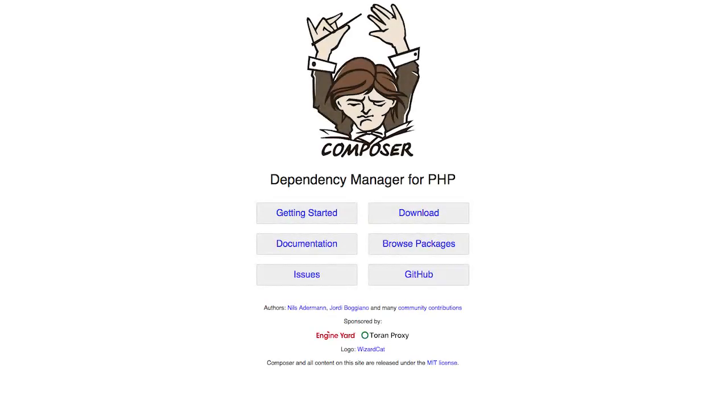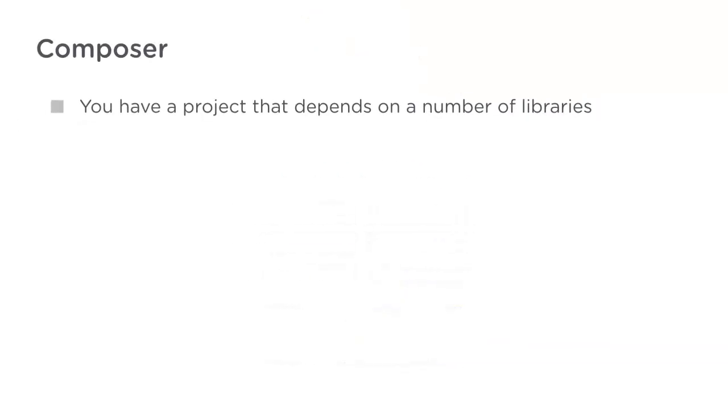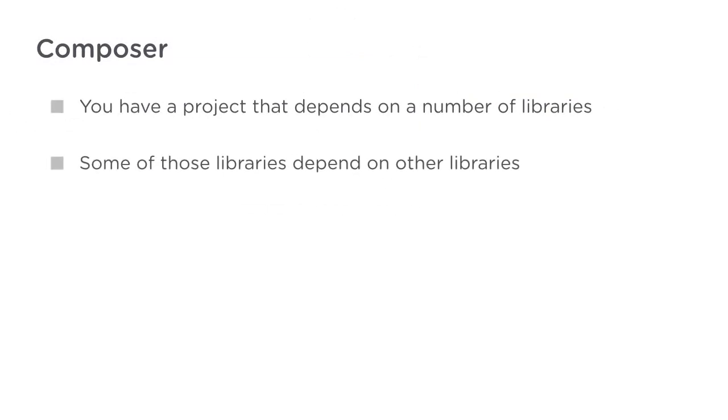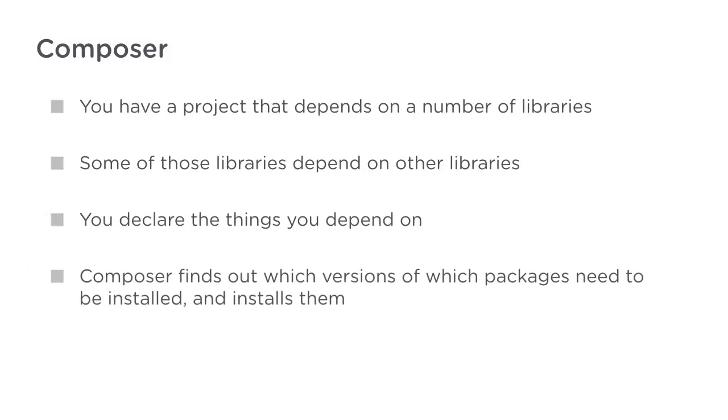Here are some common problems that Composer solves for us and are listed clearly and concisely on their website. You have a project that depends on a number of libraries. Some of those libraries depend on other libraries. You declare things that you depend on, and then Composer finds out which versions of the packages need to be installed and installs them, meaning downloads them into your project.